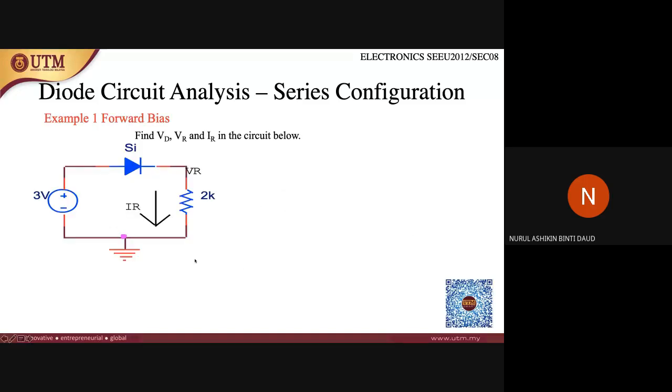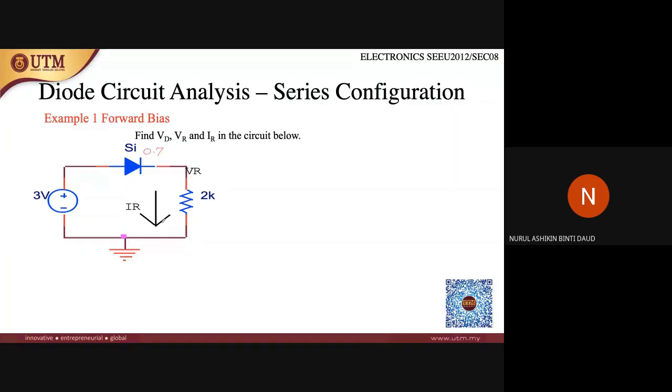Okay, next, this is the example for forward bias. Try to find VD, VR, and IR in the circuit below. The external source is 3 volts, and given that the diode is silicon, it means that the voltage is 0.7.